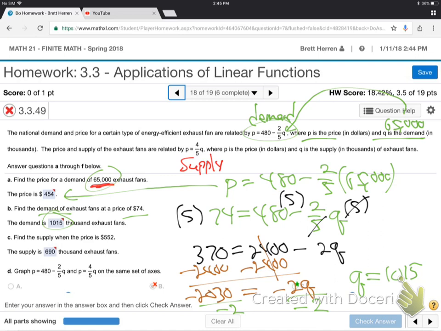So they do the same thing on C and D, except they're asking you about the other equation, the supply equation for C and D, and then we're out of time. The last ones are just, do the graphs. So you're going to have to graph both those, kind of like we graphed that other stuff. Woo! That's a meaty section. There was a lot to that.